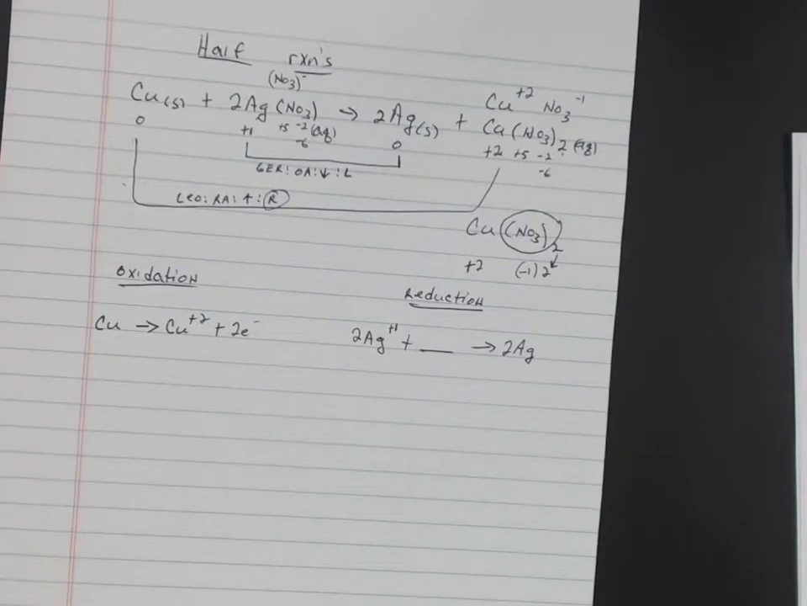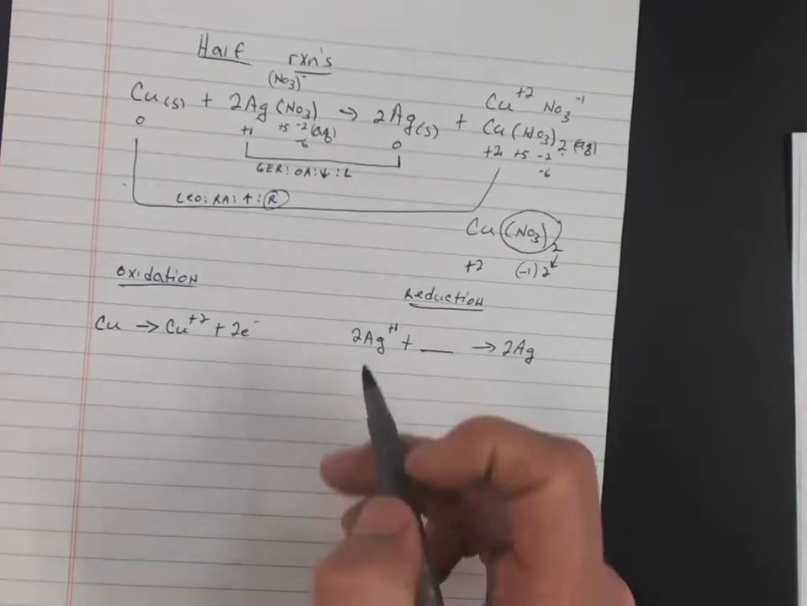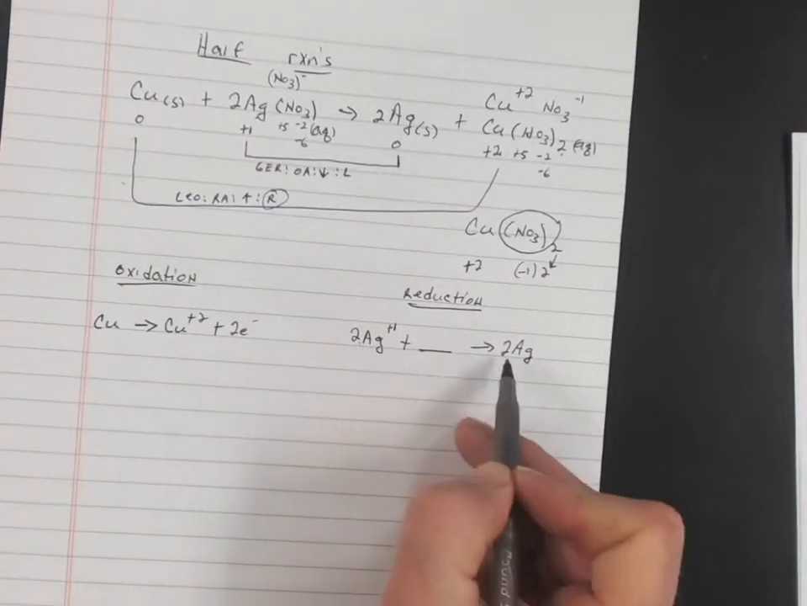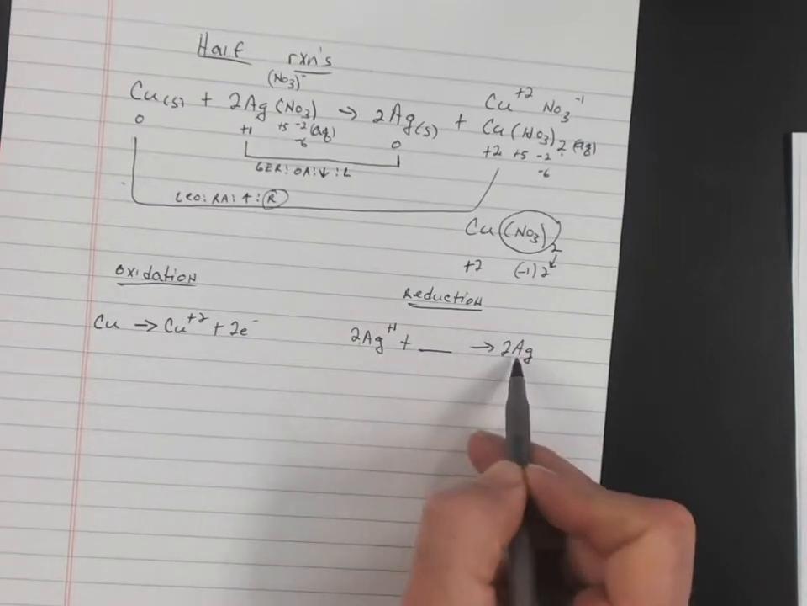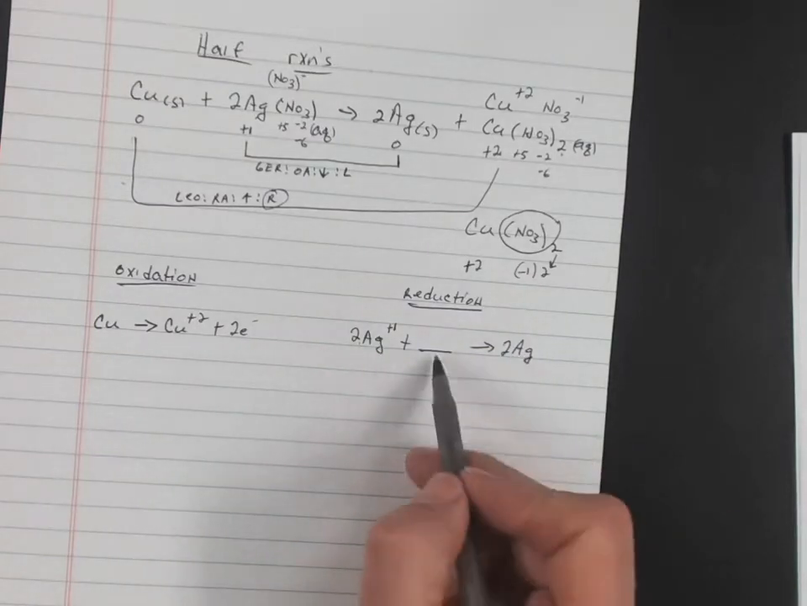I heard the muttering of Zoe saying, do we have to balance the stupid thing? And the answer is yes. And thankfully, if we kept the 2 there, it already is balanced, so we're good in terms of the balancing of mass. Now we have to balance out the charge.